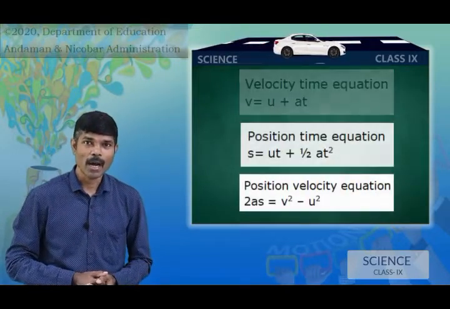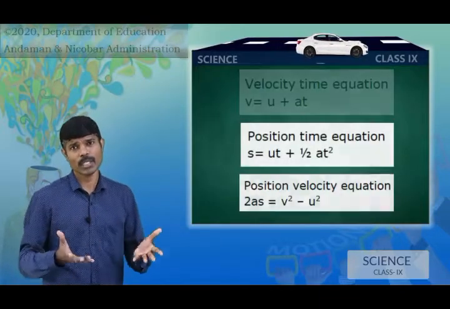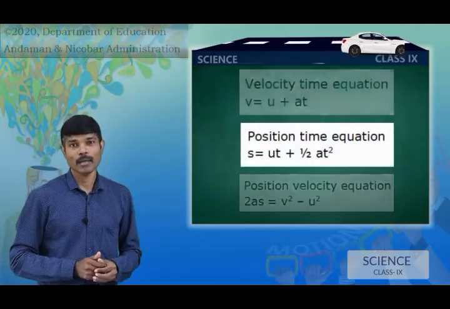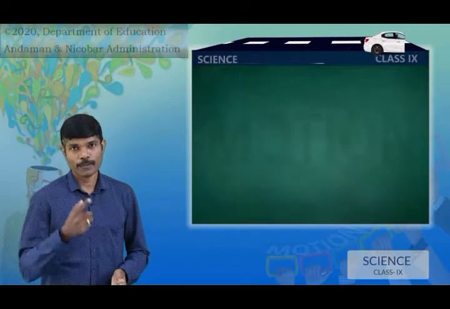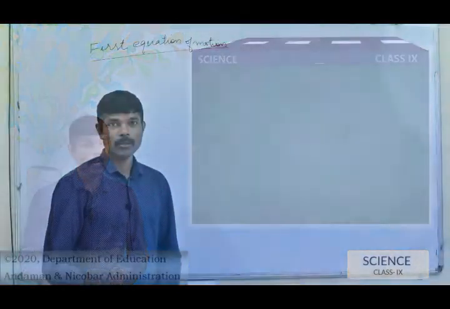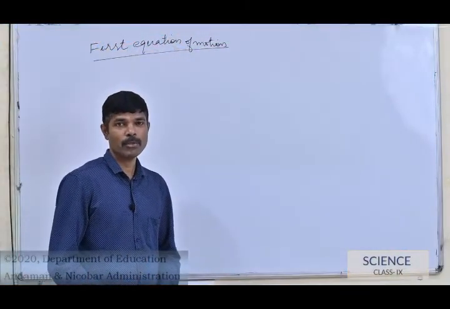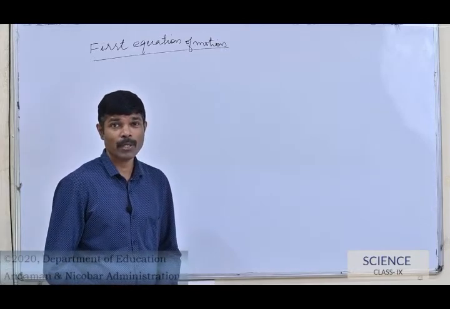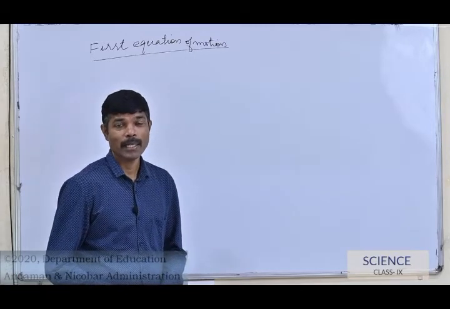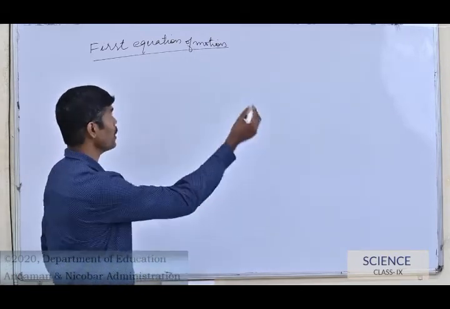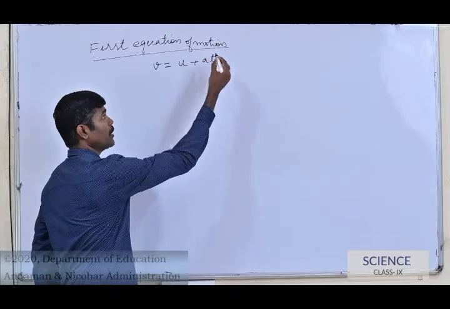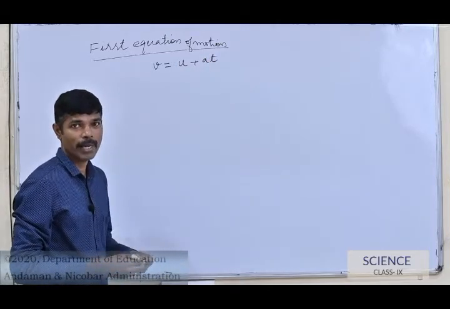Now you may be asking how these equations are interrelated, how these equations are arrived at. So now we will see how these equations are obtained. Let us see one by one. The first equation, that is the velocity time equation, how to derive this equation we will see. So now we will derive the first equation of motion. As we know, this equation gives the velocity acquired by an object in time t. So the equation may be expressed as v is equal to u plus at. How to derive this equation, we will see now.